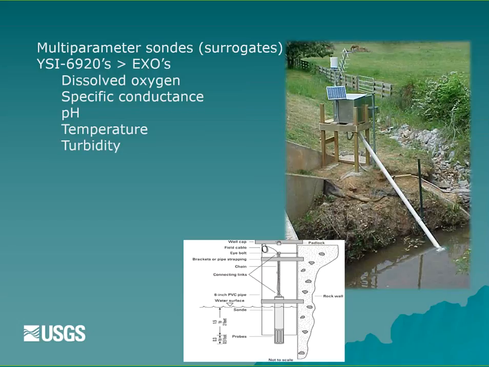But to those, we supplemented. For each of these 30 sites, we stuck in multi-parameter sondes, which is what I'll be referring to as surrogates, especially when we're trying to estimate the loads of various nutrients and sediment. With that, we installed YSI 6920s at almost all of these sites. Through time, we're gradually phasing those out and going more to EXOs. With those multi-parameter sondes, we're measuring dissolved oxygen, specific conductance, pH, temperature, and turbidity. And what we're really hoping there was not only to describe the water quality of the rivers, but also use these to help us compute the loads.